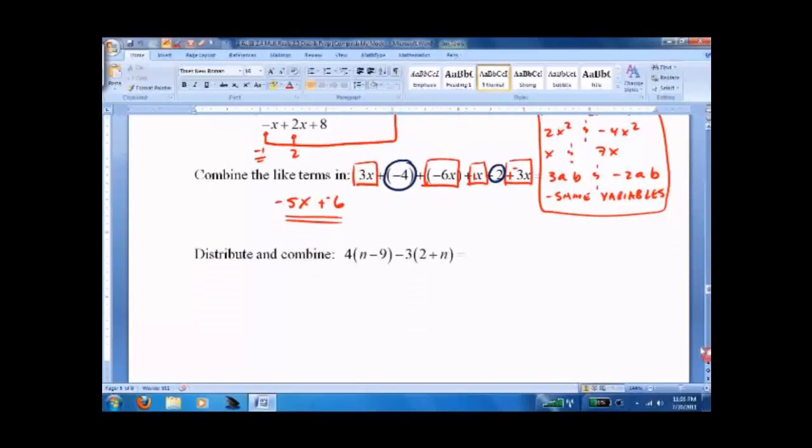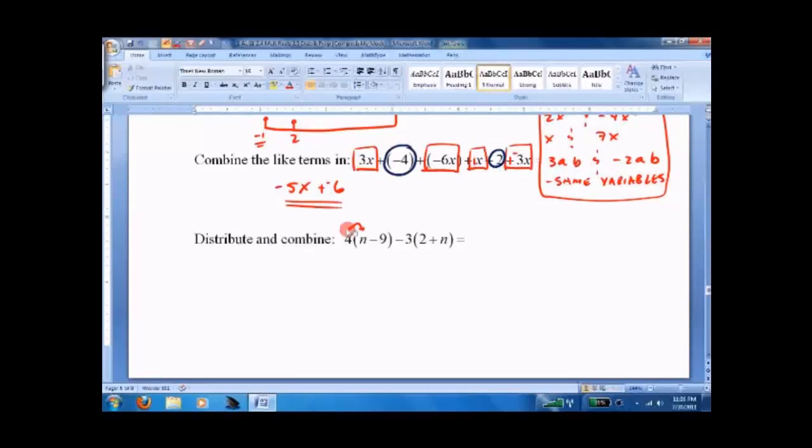So here's how the problem actually works. You distribute and combine. So we'll do this one first, and hopefully this is the last time I have to do those goofy little arrows. Minus 36. Negative 3 times 2 is negative 6. Negative 3 times n is negative 3n. So look, I've got 4n and negative 3n. Combine them to get 1n, or we just write n. Negative 36 minus 6 is negative 42. And that's it. Now that's tricky stuff, but practice, you'll get it in no time at all. Good luck.